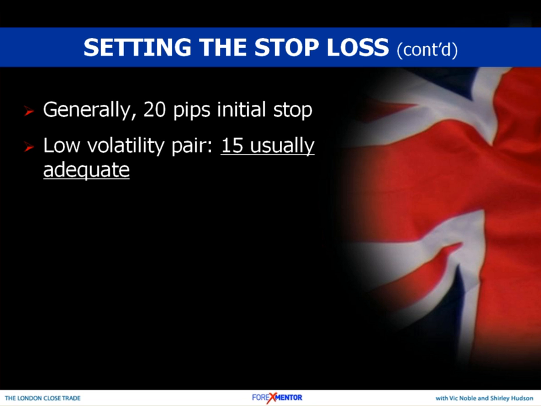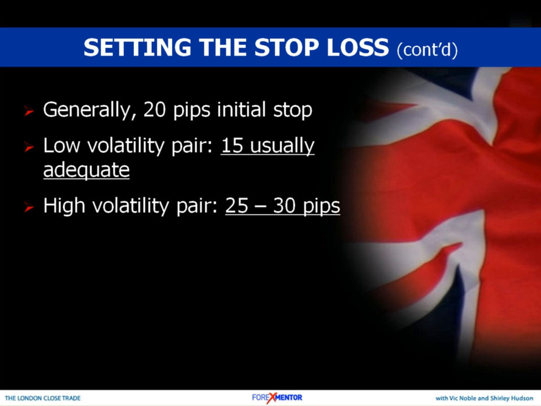Now, the other way around, it may be necessary to allow a bit bigger stop, maybe 25 pips or so, because of the high volatility of a pair, or a pair that can really move a bit. Shirley had a trade the other day. It was pound yen, wasn't it, Shirley? You had 30 pips risk on that one, which was just right. And on pairs like that, of course, you can expect a bigger profit target too. We'll show that one too.